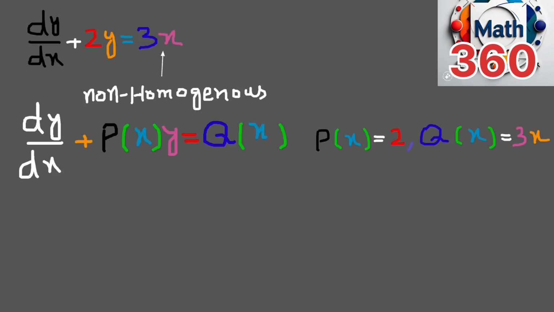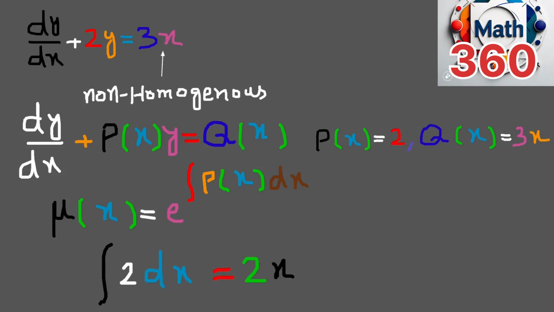This term represents external factors or inputs into the system modeled by the equation. Now calculating the integrating factor mu of x. The integrating factor mu of x is used to simplify the differential equation. It is calculated using mu(x) equals e raised to the power integral p(x) dx, for p(x) equals 2. The integral of 2 with respect to x is 2x.